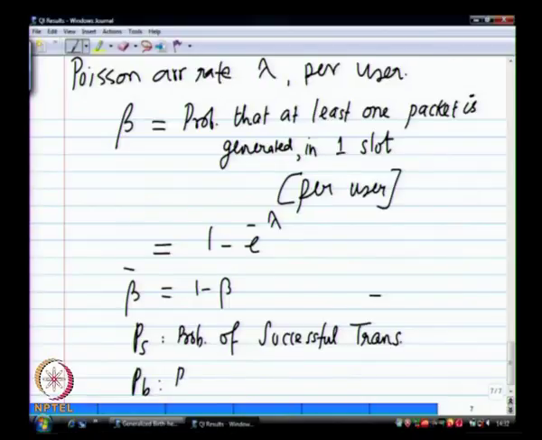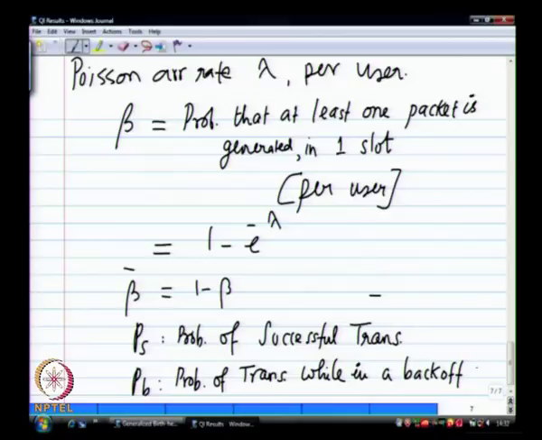And PB is the back off probability, or probability of transmitting while in a back off state. So if I am in back off, I will flip a coin with probability PB and try to resend, and with probability 1 minus PB I will stay in the same state. PB can be 1 if you want, which becomes very aggressive. If PB equals 1, what will happen?